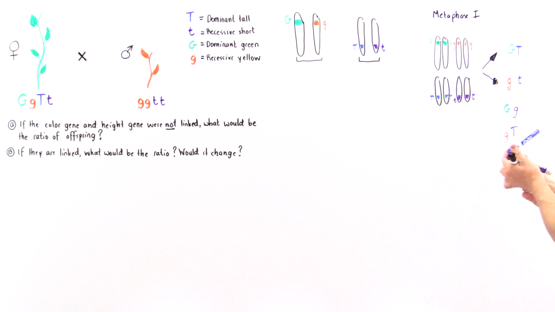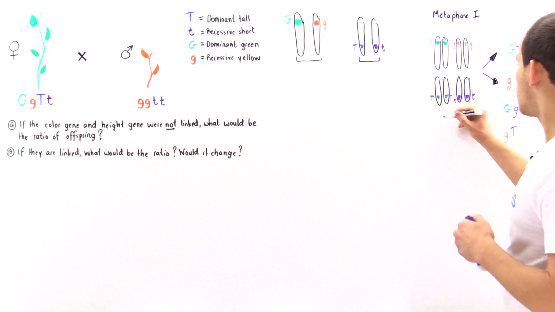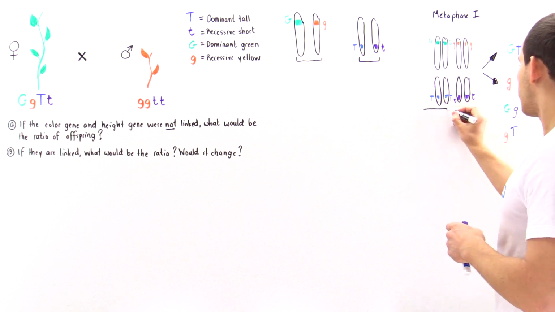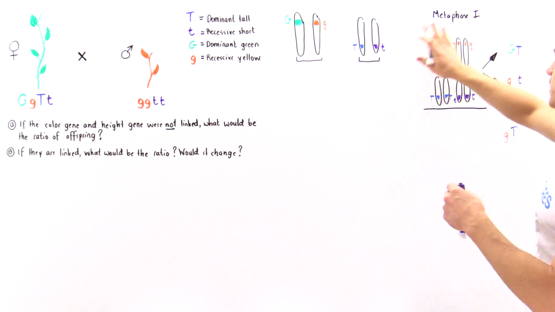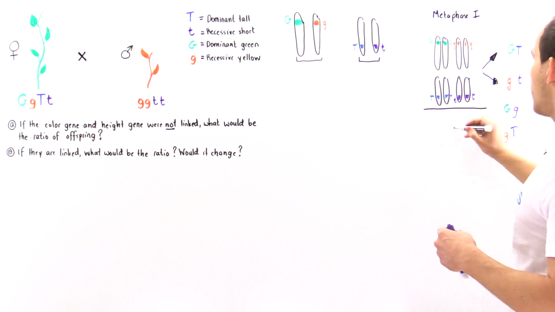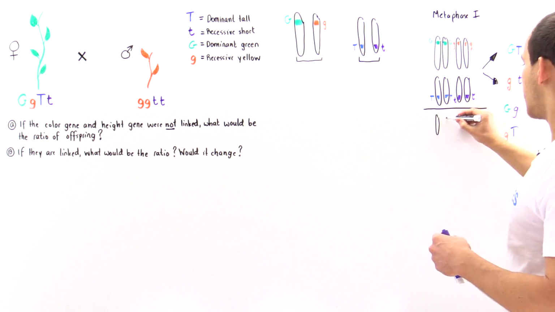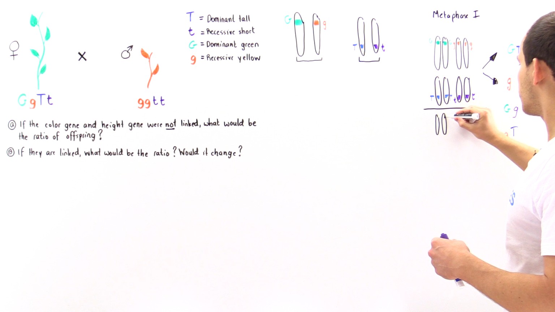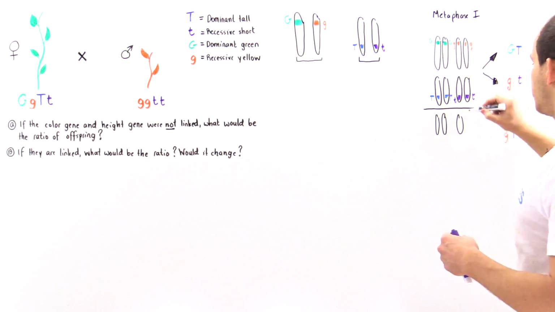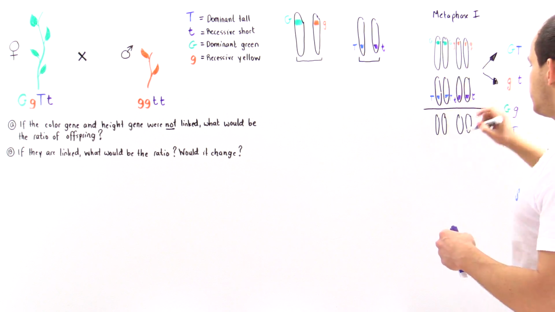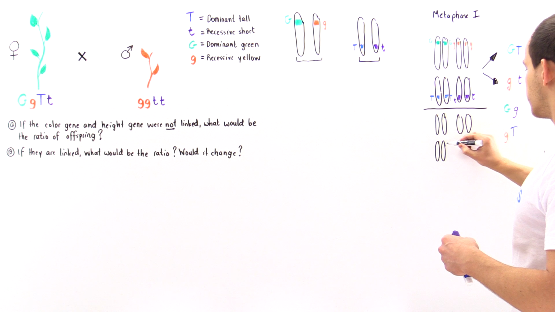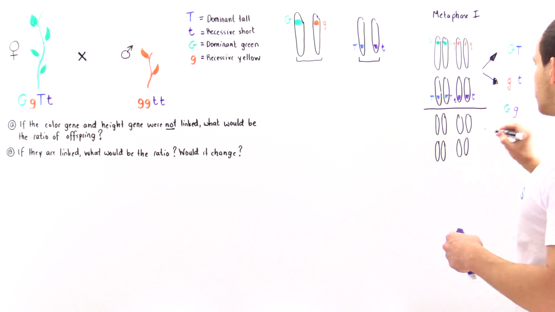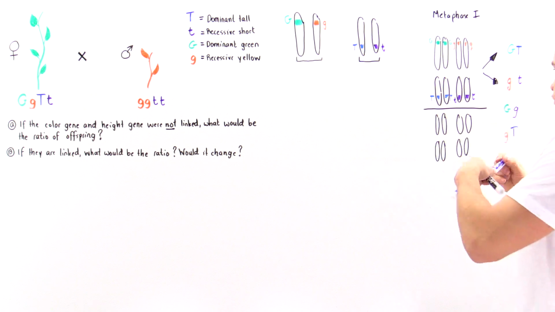Okay, and to basically show you what I mean by that, 50% of the cells will be arranged like so, and the other 50% of the cells will be arranged like this. So this will not change, but these here will switch, and so we're going to get something that looks like this.